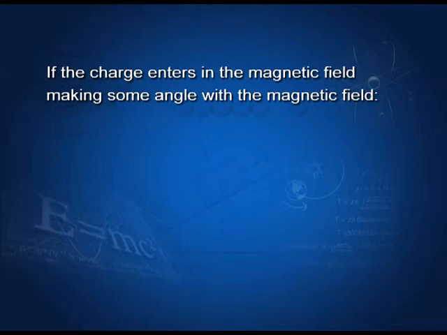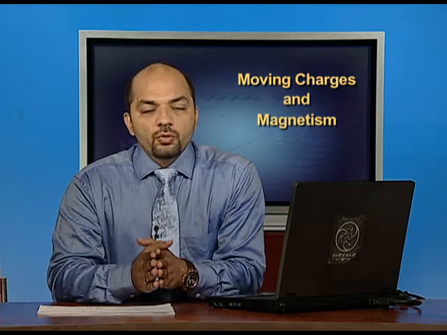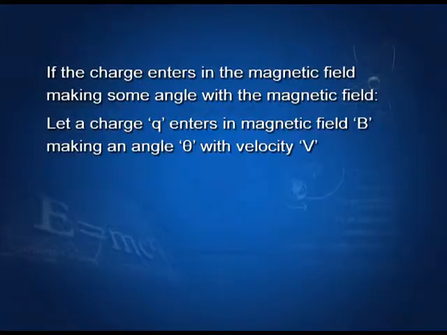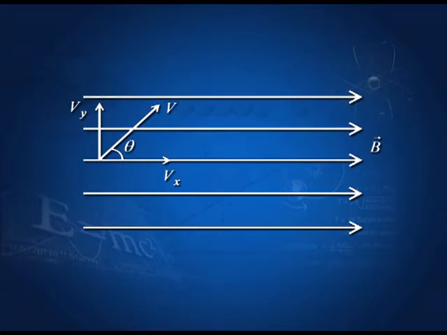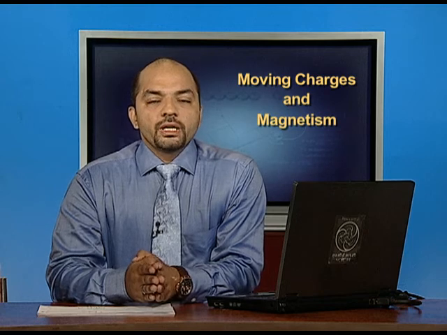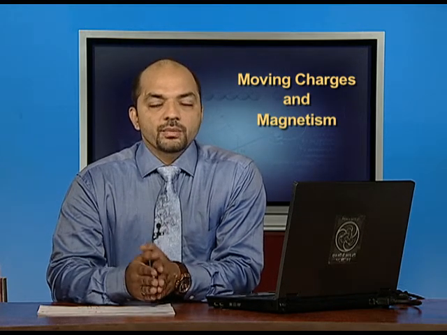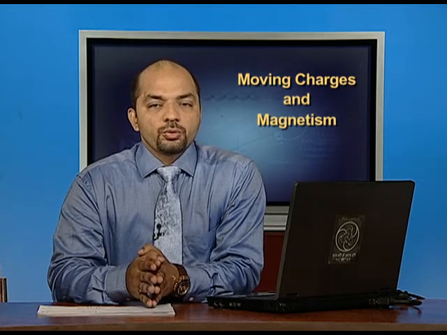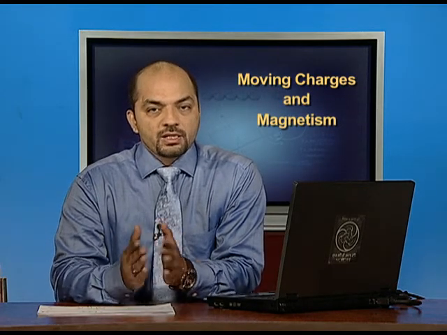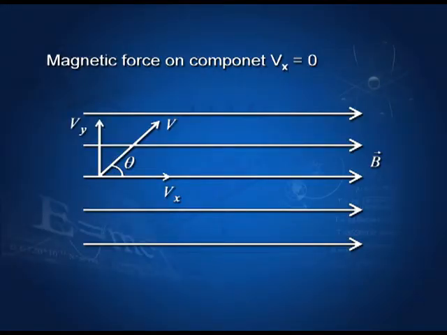If the charge enters the magnetic field B making some angle theta, then it experiences some force. How the force will be experienced, that we will have to study. As the charged particle is entering making some angle theta with the magnetic field B, resolving its velocity v into rectangular components, we get Vx equals v cos theta, Vy equals v sin theta. In the diagram, it is very clearly mentioned. So, the magnetic force on the component Vx we have to calculate; as Vx is parallel to the magnetic field B, force F equals Q into Vx cross B, and as Vx and B are parallel, the magnetic force on the component Vx will be 0.